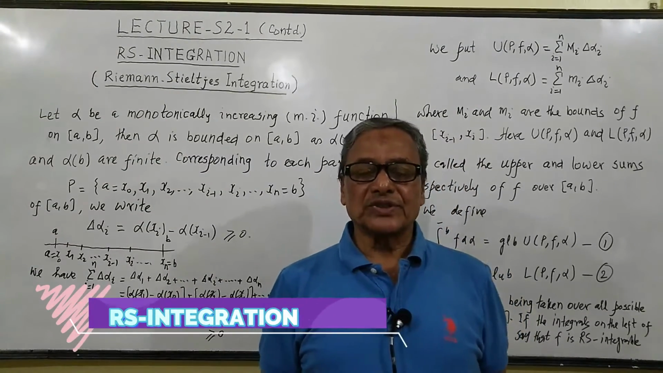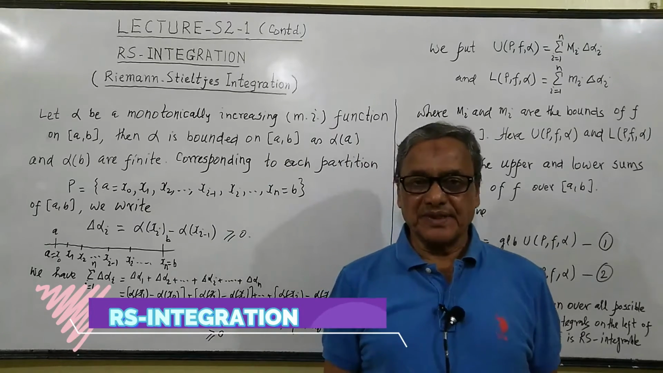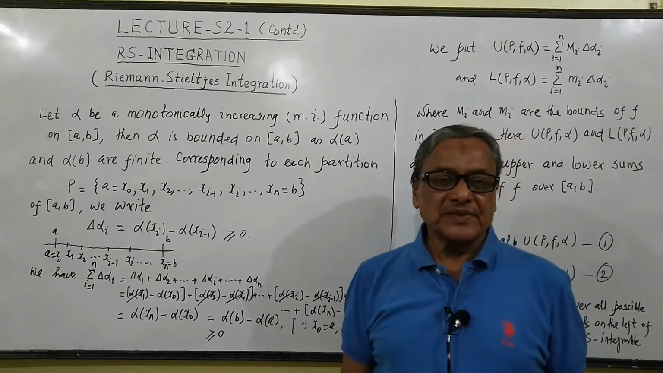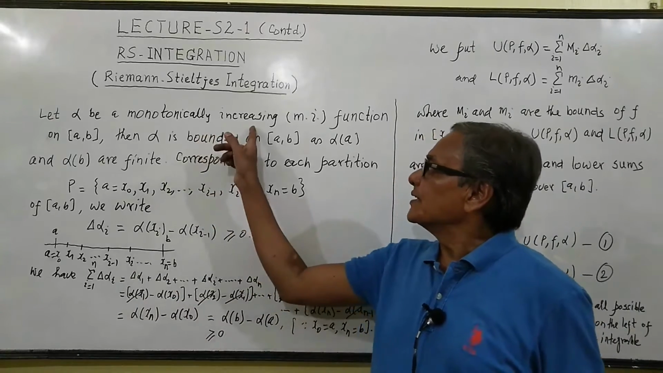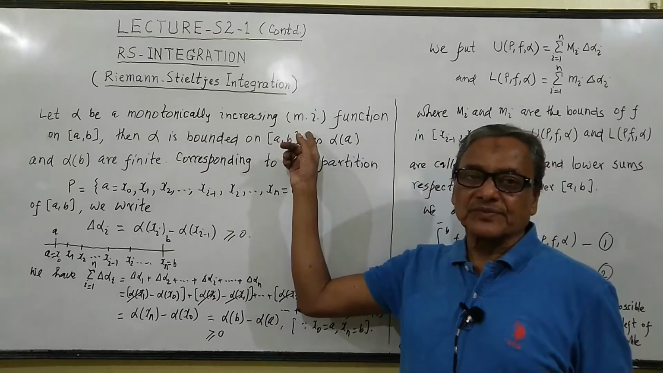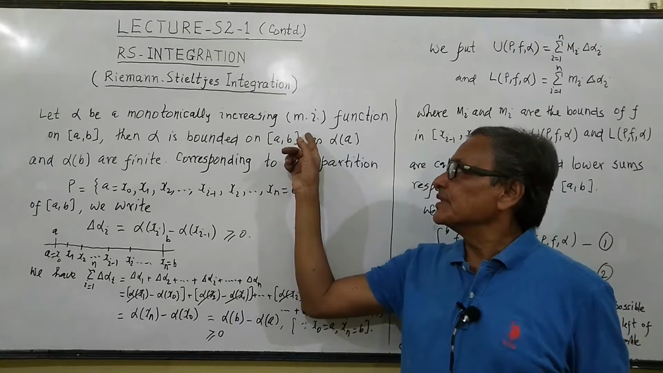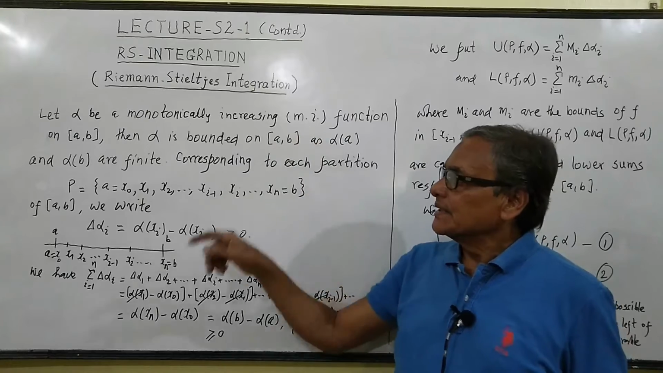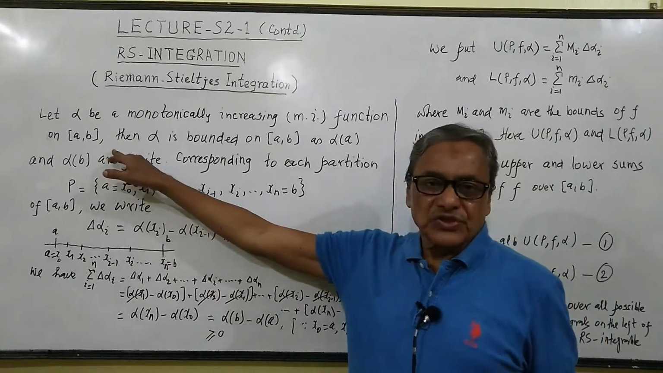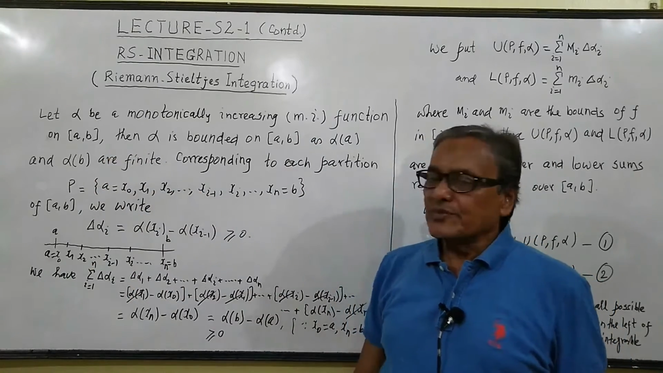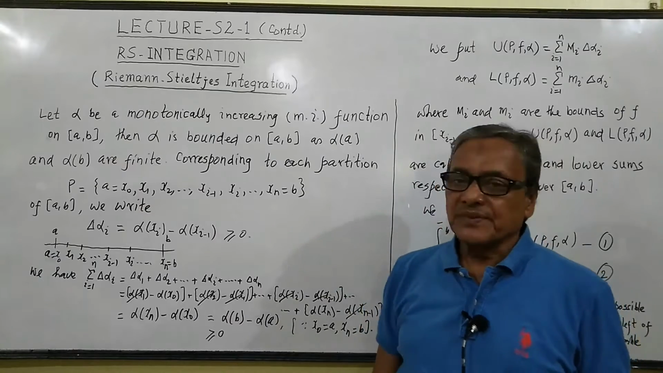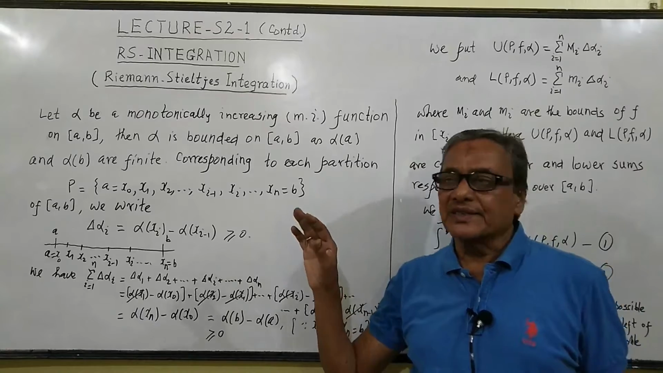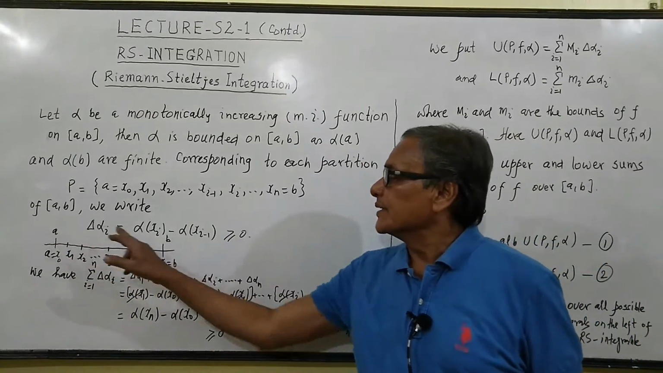We are going to introduce R's integration, that is Riemann-Stieltjes integration. Let alpha be a monotonically increasing function, in short we write it MI, on the closed interval [a, b]. Then alpha is bounded on [a, b], as alpha(a) and alpha(b), these are the function values at the end points a and b.